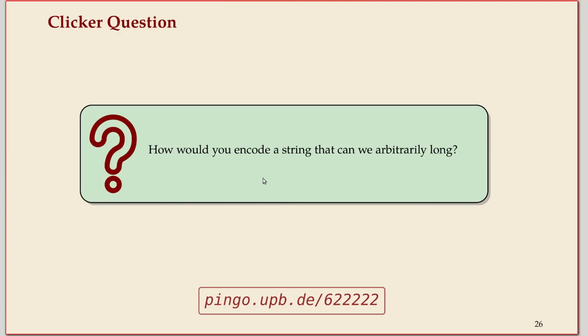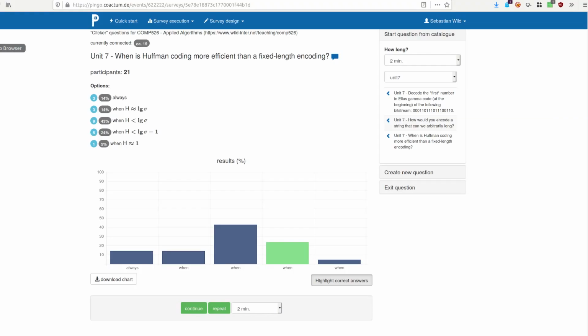At that point, I would like to pause for a second and ask this question to you. How would you do this? Suppose you want to encode a string in binary and you don't know how long it is. What would you do? So it's just an open question.